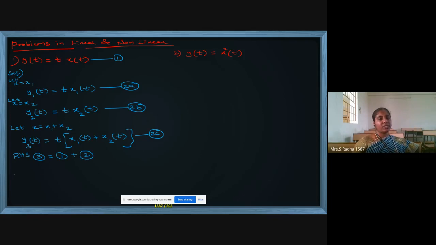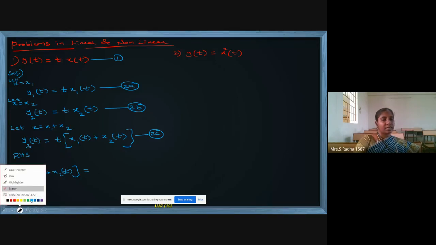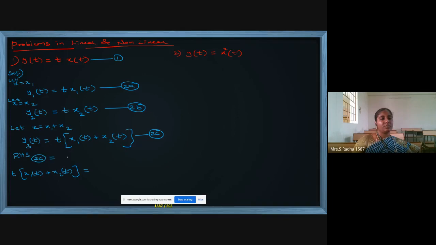If you see the third equation RHS, it is t into x1 of t plus x2 of t. Sorry, what is the equation number I have given? You have to maintain that. I have spelled it correctly, but I should write the correct representation also. So RHS of the third equation is 2c. First equation means I meant 2a. Second equation means I meant 2b.